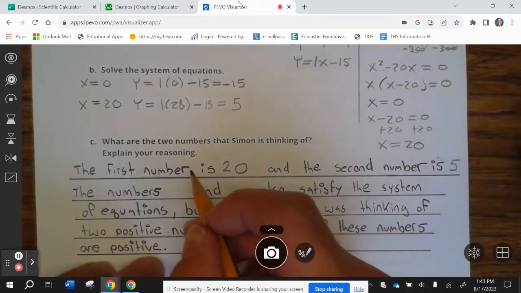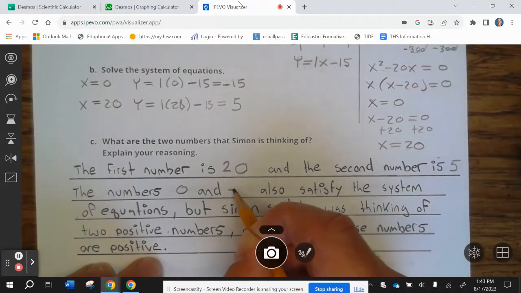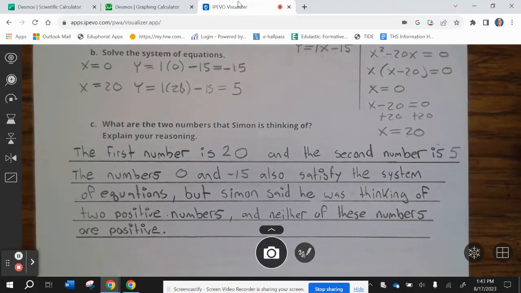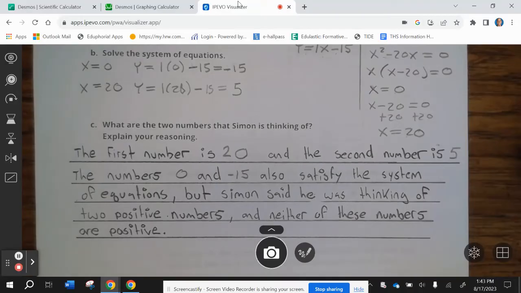The numbers 0 and negative 15 also satisfy the system of equations, but Simon said he was thinking of two positive numbers. Neither of these numbers are positive. Okay? All right, let's take a look at the next page.